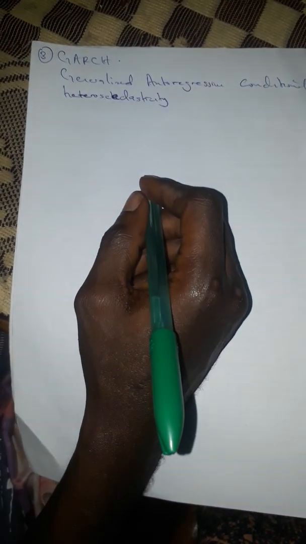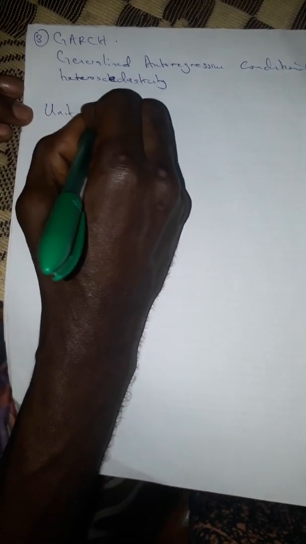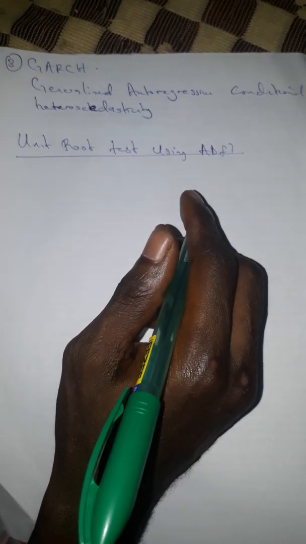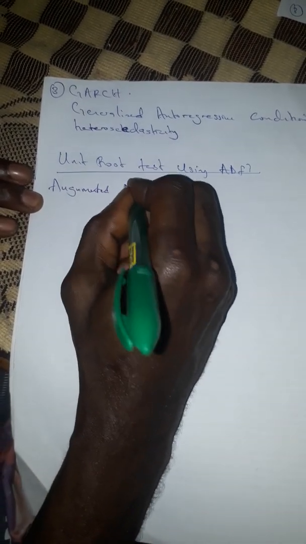That is GARCH. So for today, one of the variants we'll be looking at under the unit root test is the augmented Dickey Fuller. That is the unit root test using ADF. The full meaning of ADF is augmented Dickey Fuller. So now, what is augmented Dickey Fuller?